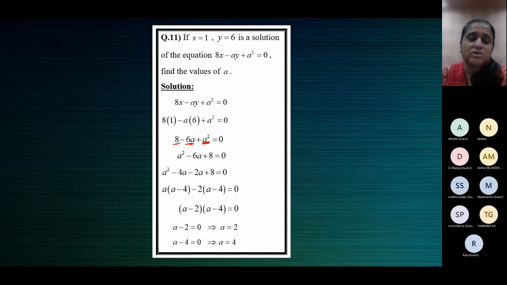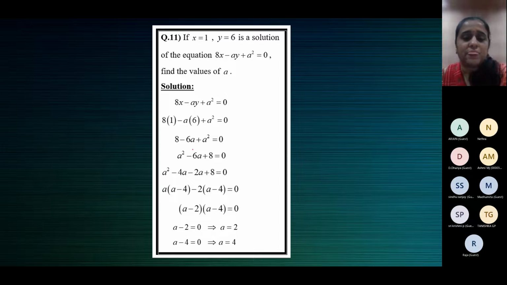A square, a, constant. But the thing is that the terms are not arranged in the correct order. So please arrange them in the correct order. How do you know it's a quadratic equation, and how do you know you can solve it by splitting the middle term? That's because you have a square, which means it's quadratic. You have the a square term, the a term, and the constant, equal to 0. So arrange it.